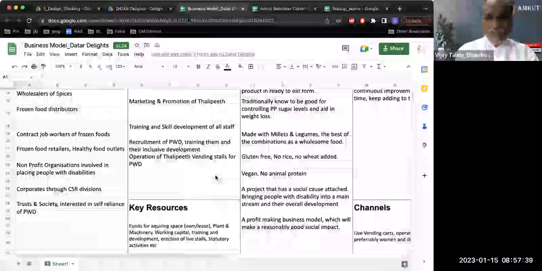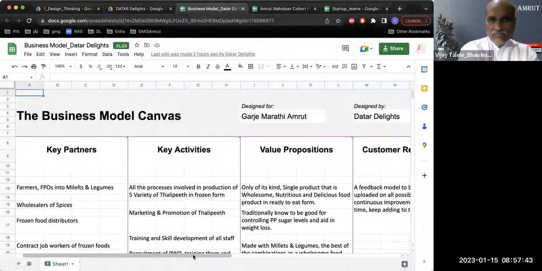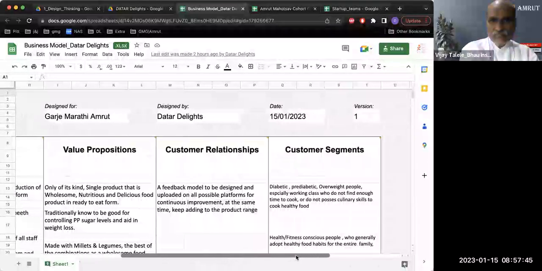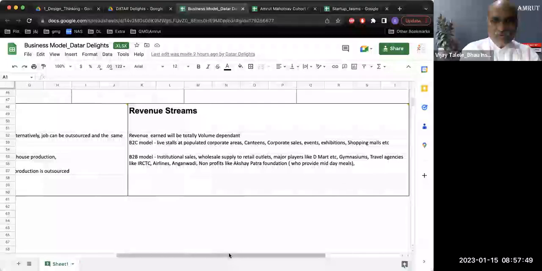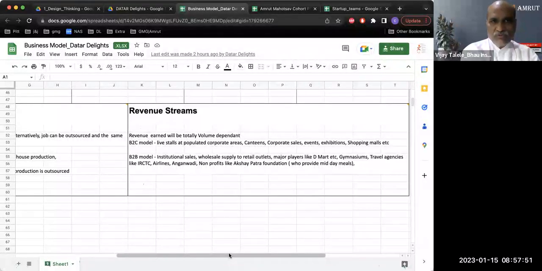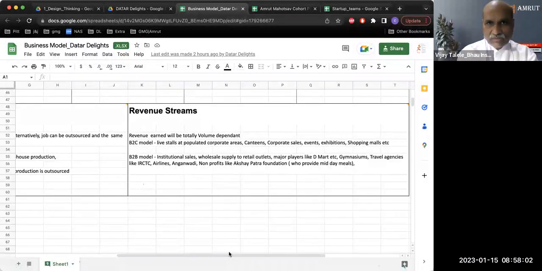Okay. Now let's look at the cost and revenue. So revenue earned will be totally volume dependent: B2C model, live stalls at populated corporate areas, insurance sales, wholesale supply, major players.